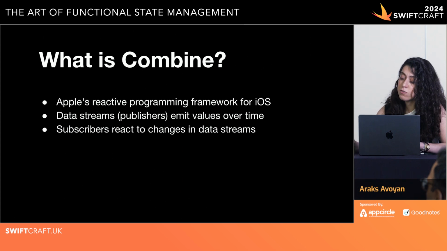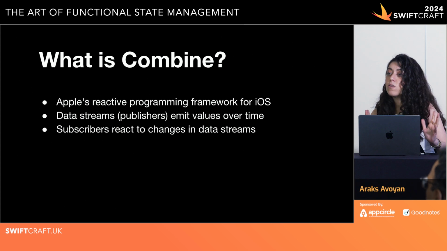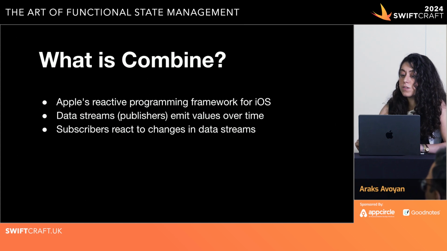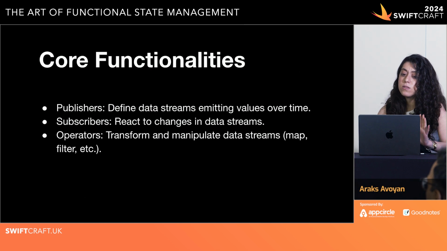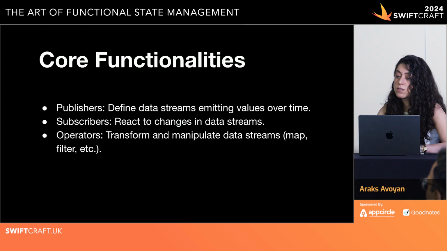Combine allows you to define what events are emitted, which are publishers, and how different parts of your app react to those events, which are subscribers. This approach promotes a more declarative and reactive way to manage your app's state. Combine offers several key functionalities that make it ideal for state management.